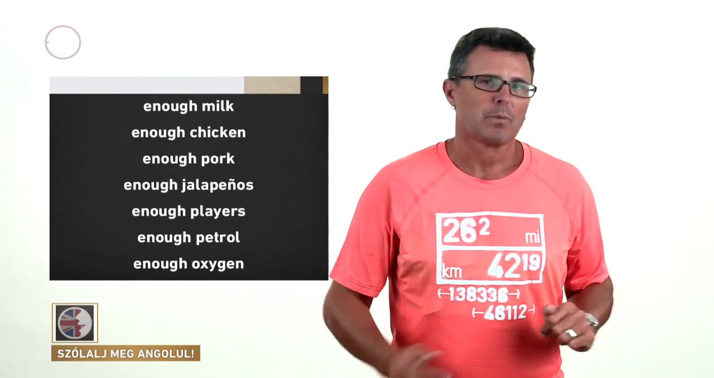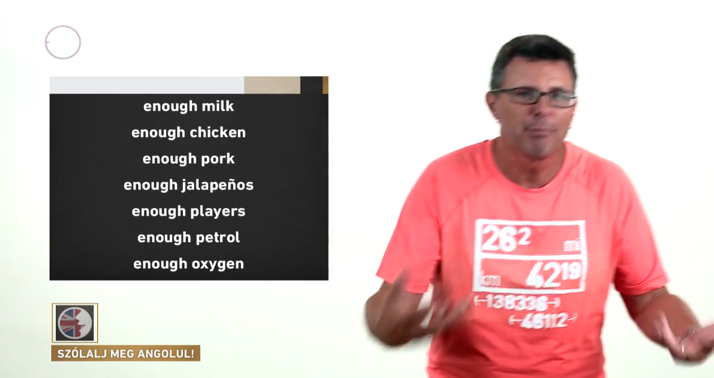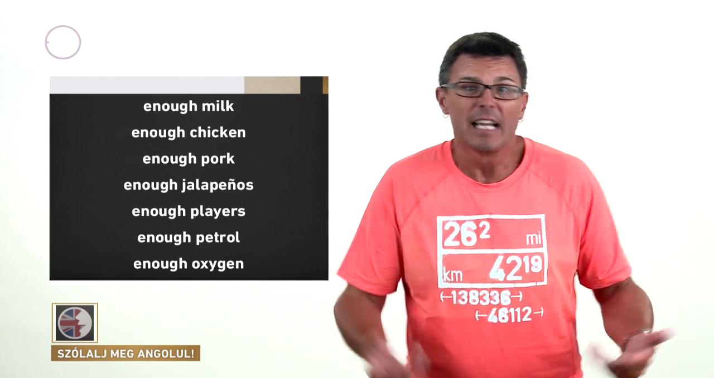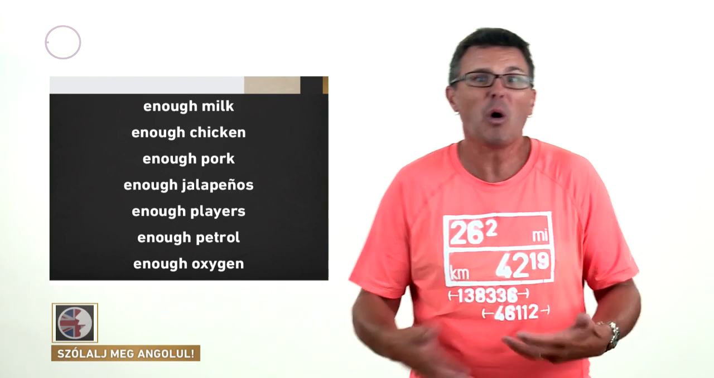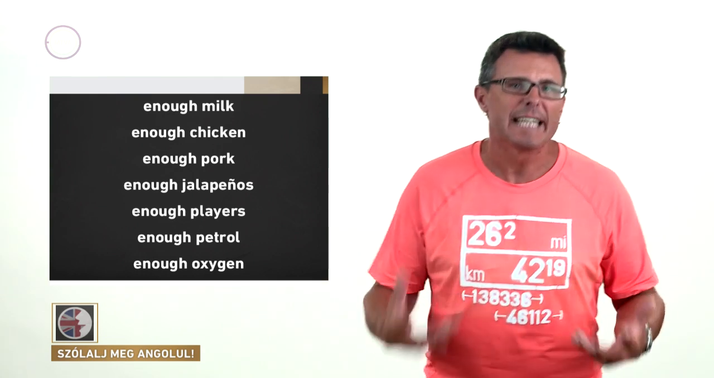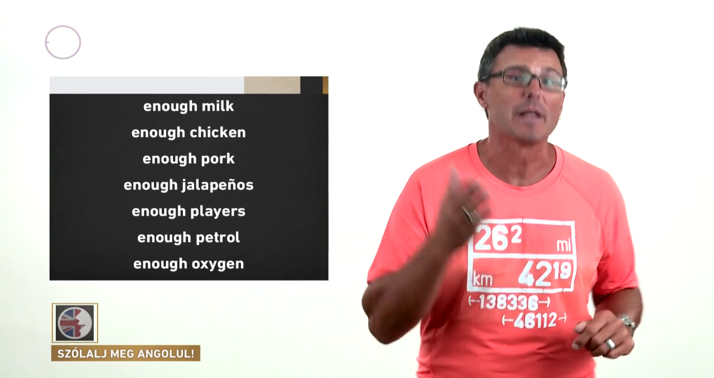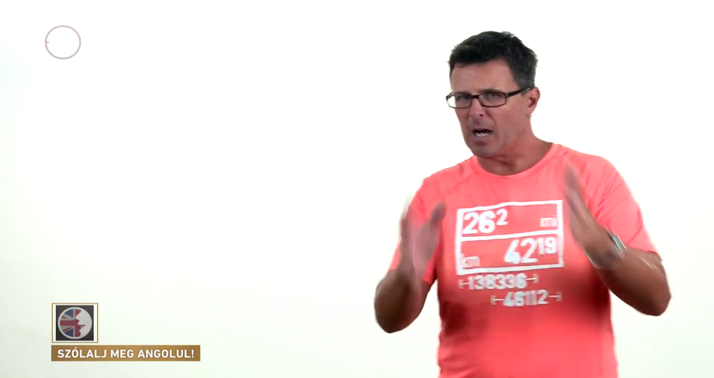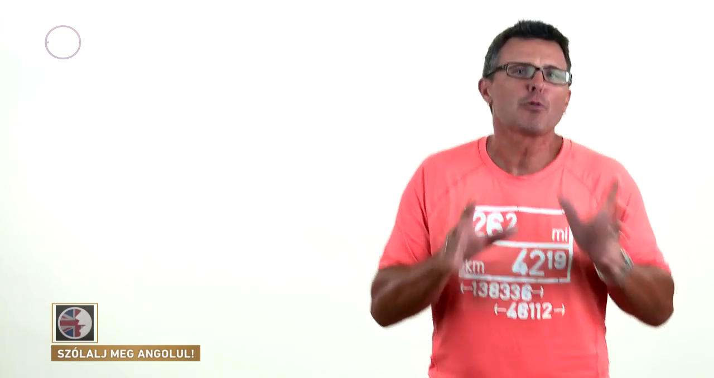In this sentence, the noun was money, but it's the same situation with any noun. Enough milk, enough chicken, enough pork, enough jalapenos, enough players, enough petrol, enough oxygen. Do you see? It doesn't matter what the noun is. When we're using a noun with enough, then the noun always follows enough. Okay, now see whether the rest of them are correct or incorrect. See if they're right or wrong.